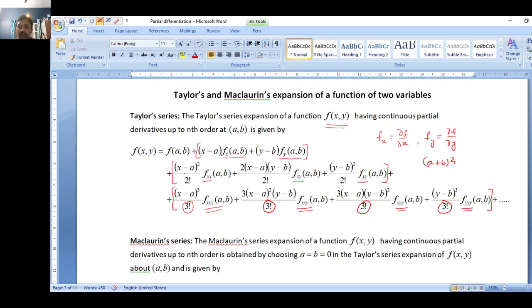And when you look at the numerators, similar to a plus b whole square for the second degree terms, here you have terms very much similar to those involved in a plus b whole cube.